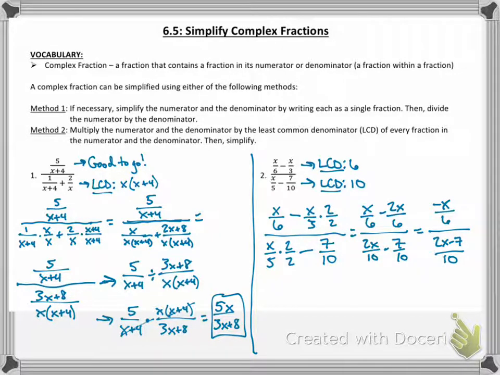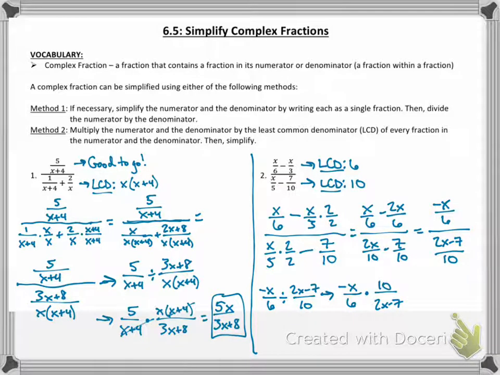So now, once I've simplified my numerator and denominator, made them one fraction in each part, now I'm going to go ahead and rewrite it so that I can actually finish up the solving process. So it'll be negative x over 6 divided by 2x minus 7 over 10, which will convert into a multiplication problem. So negative x over 6 times 10 over 2x minus 7.